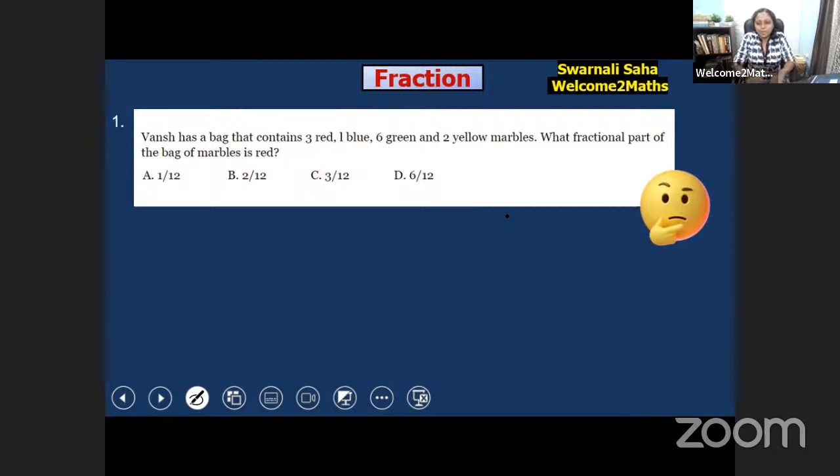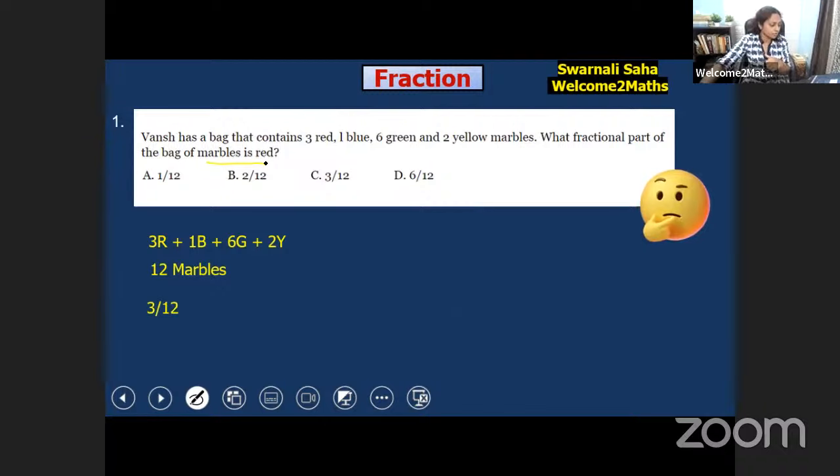Many answers I have already got. Very nice, very good. So let's check the answers. You see, we have 3 red balls, 1 blue, 6 green, and 2 yellows. That means how many total marbles? There are 12 marbles. And we just have to find out the red part of the bag of marbles.